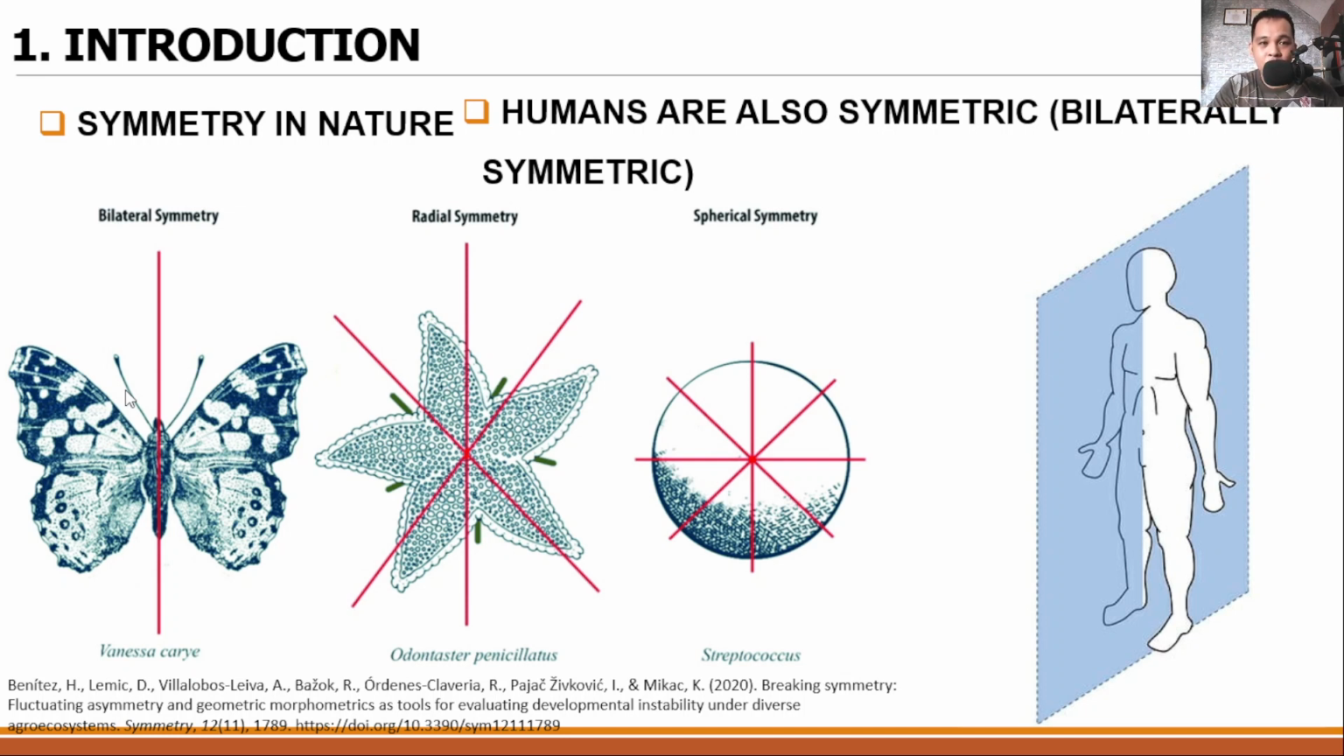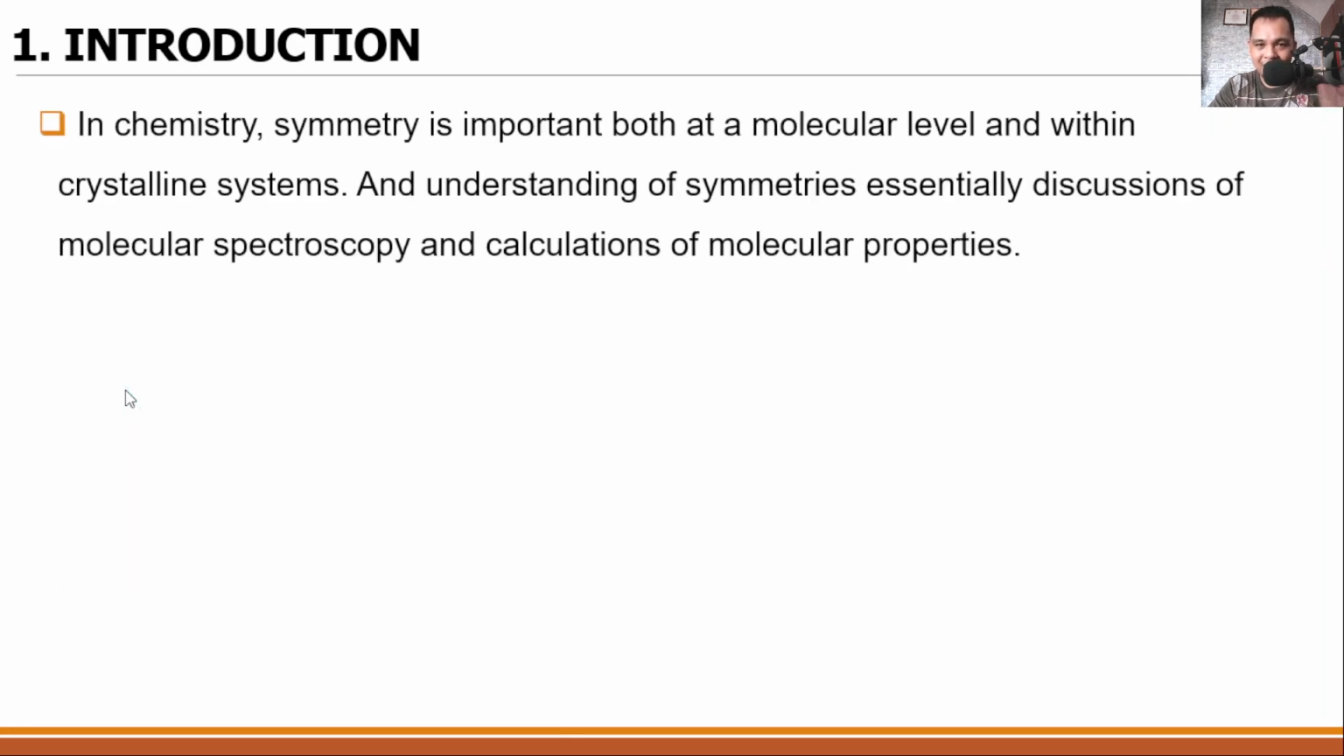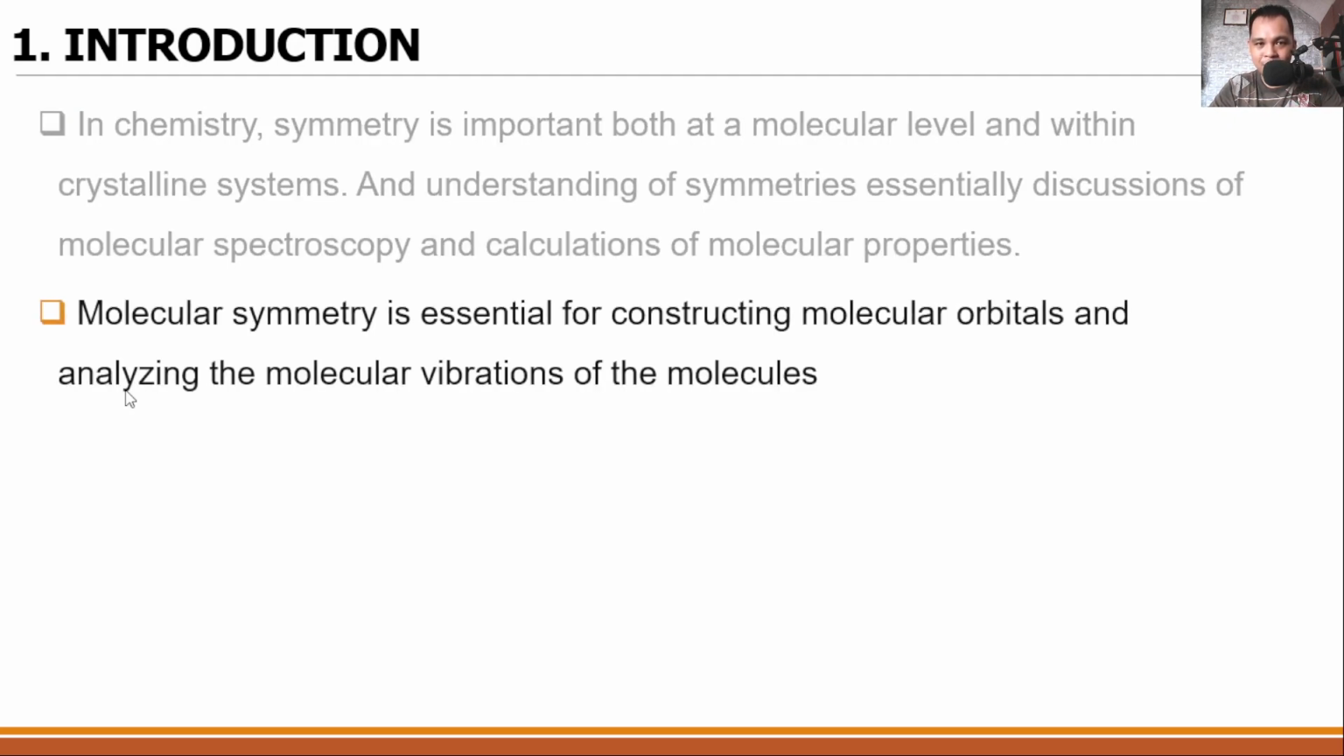The point that I'm trying to make here is that symmetry exists in nature. It also exists in humans. But in chemistry, it is also significant. It is important at the molecular level of our crystalline systems. By using Raman spectroscopy, we can determine the crystal we synthesize, but that is an advanced topic. We are dealing with the introductory part. Molecular symmetry is also essential for the construction of molecular orbitals, that is, symmetry adapted linear combinations, which is not within the scope of our lecture video because that is an advanced topic.